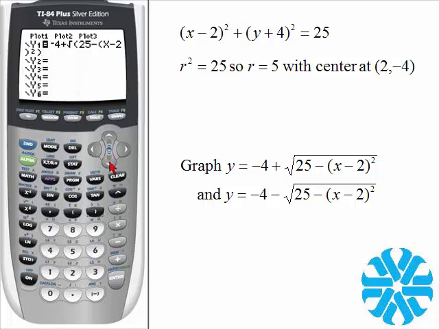So that's the top half of the circle. Now let's graph the bottom half of the circle. So that's going to be negative 4 minus the square root of 25 subtract the quantity of x minus 2, close the quantity and square that, and then we're going to close the radicand. So we have the upper part of the circle and the lower part of the circle, and we're going to hit graph.